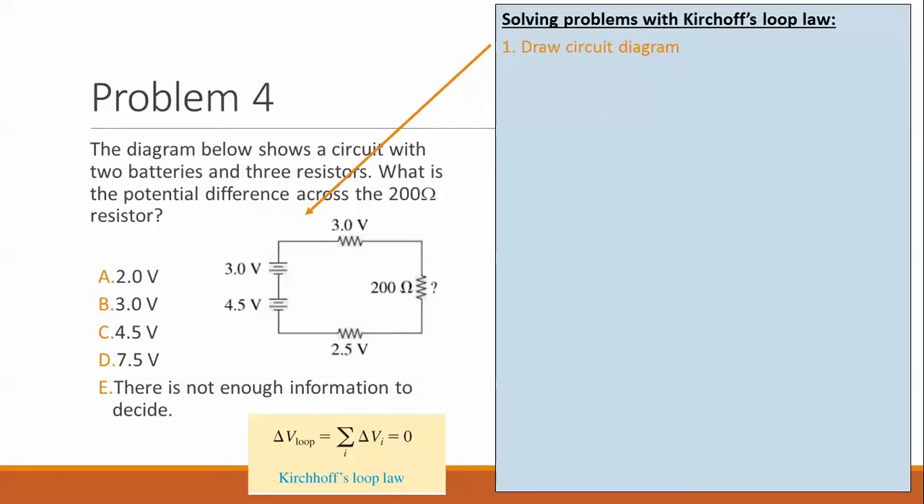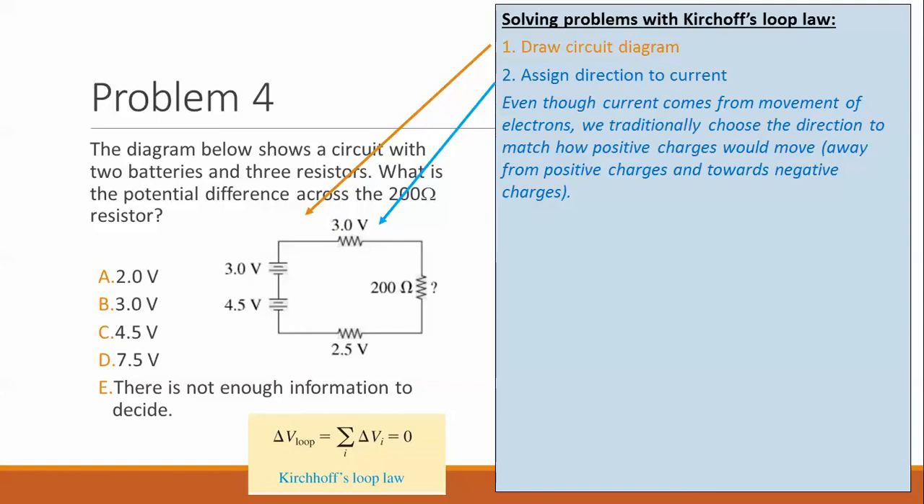So here's how we're going to solve this problem. First, we draw a circuit diagram. Well, it's been drawn for us. Now we're going to decide the direction of the current, and we draw current with arrows. Even though the current actually comes from the movement of electrons, we traditionally choose the direction to match how positive charges would move, which is away from positive charges and towards negative charges. So even though the electrons really move towards the positive, we're going to draw our current the opposite way. So we always draw the current from a battery away from the positive end.